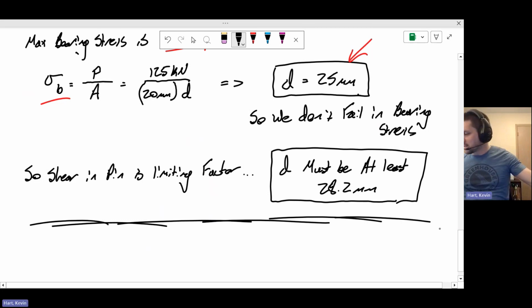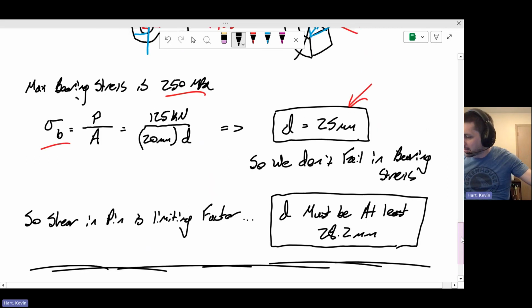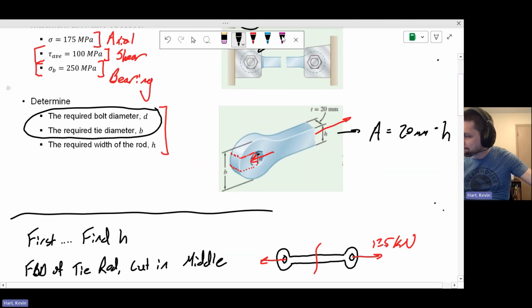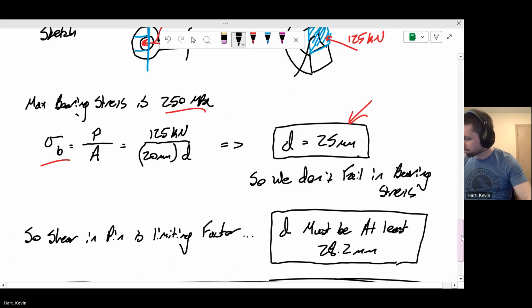One last dimension that we need to concern ourselves with, and that last dimension is all the way back up here. It's the tie rod diameter right where the hole is. So it's this dimension here, the dimension B. But lastly, we deal with our dimension B.